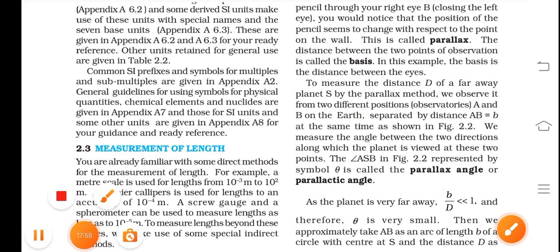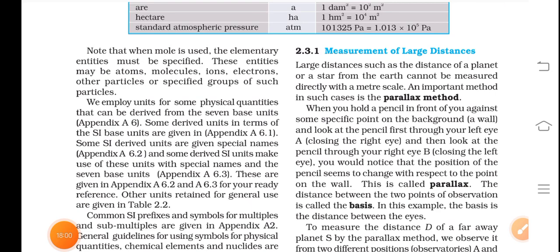Next, coming to measurement of large distances. Large distances, such as the distance of a planet or a star from the Earth, cannot be measured directly with a meter scale. An important method in such cases is the parallax method. It is not possible to measure the sky from the Earth directly, so they use another method called the parallax method.